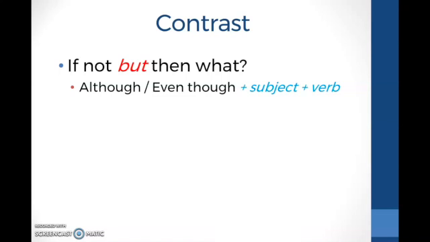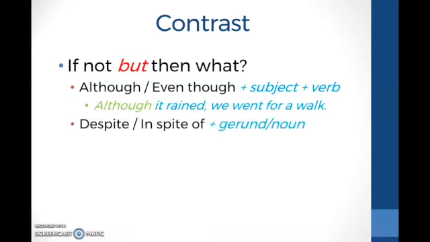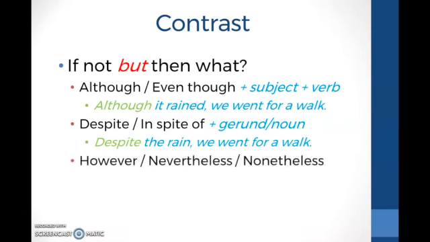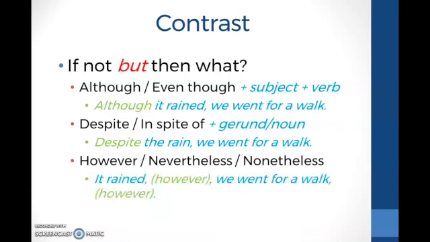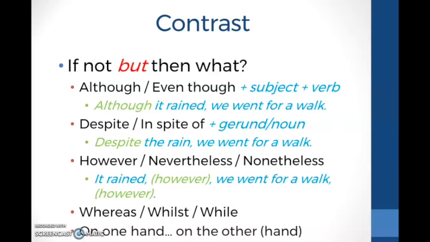Then you need to follow them with subject and a verb. That means a sentence. Although it rained, we went for a walk. You can use despite or in spite of. Then you need to follow the expression by a gerund or a noun. Despite the rain, we went for a walk. You can also go for however, nevertheless, or nonetheless. And use however in the middle or at the end of the sentence. It rained, we went for a walk however, or it rained, however, we went for a walk. You can also use whereas, whilst, or while, or on one hand, on the other hand.